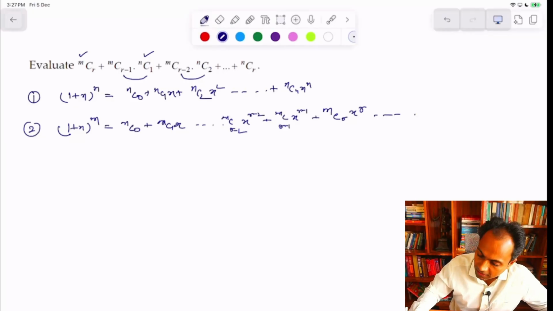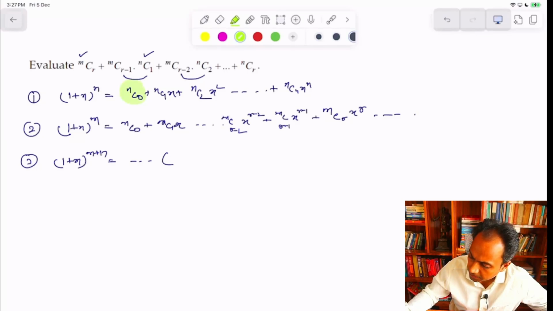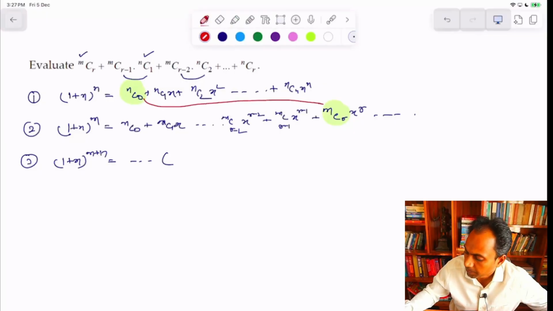Now if you multiply them in the third part, what I am going to get is 1 plus x raised to the power m plus n. And this term will come when I am multiplying nc0 by the first term, nc0 by mcr. If this multiplication happens, this will become nc0 into mcr. You can see that the coefficient of x is coming out to be r.